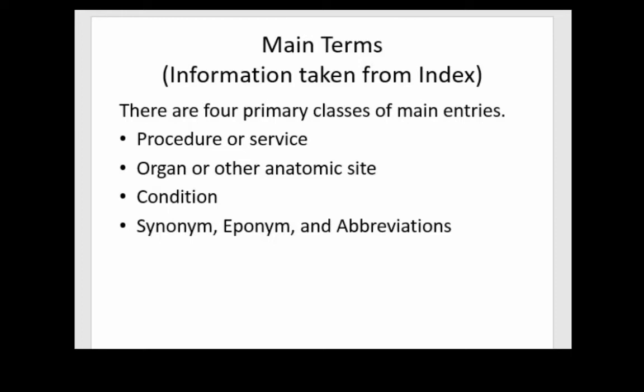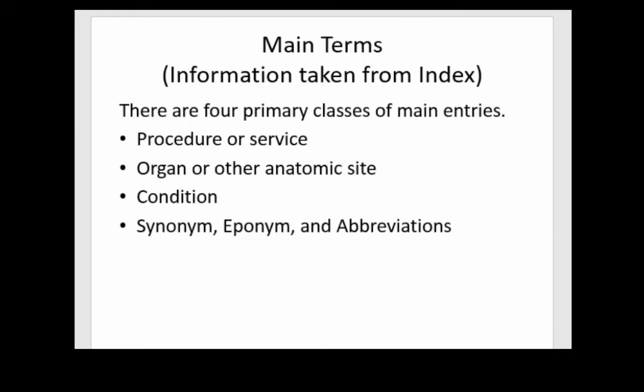There's 4 primary ways you're going to look up your main terms. One is by the name of the procedure or the service. Another is the organ or the body system or the anatomic site that you're having the procedure on. The condition that precipitates the procedure or something related to it. A synonym, eponym, abbreviation. So there's 4 primary ways you're going to look for something.